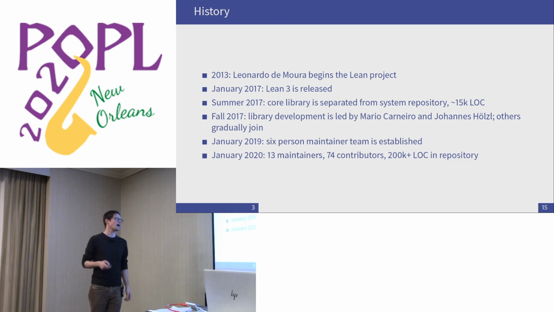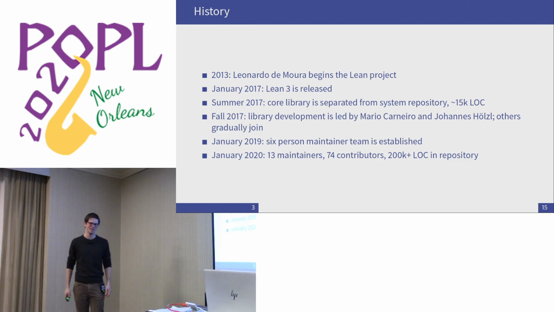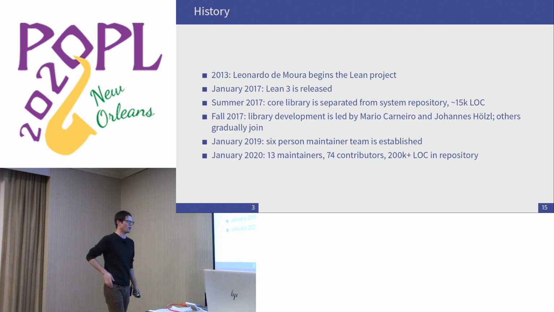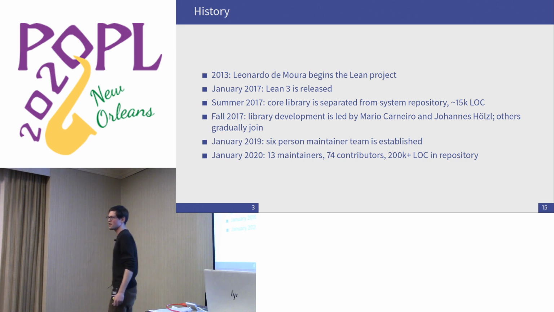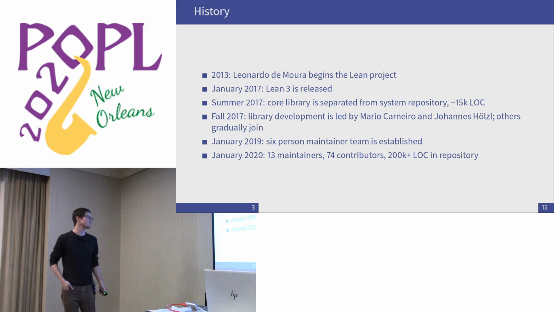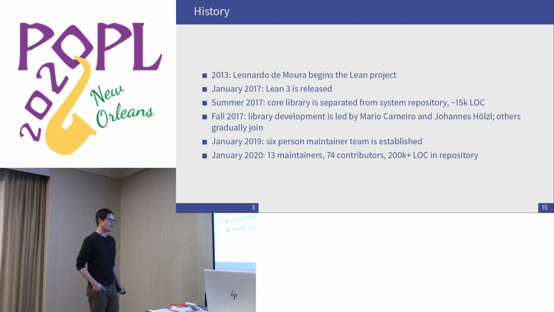Originally, development on Mathlib was led by Mario Carneiro and Johannes Hölzl, and others sort of trickled in over the missing year here, over 2018. The crowd of people contributing to this library grew. At some point, it became clear that Johannes and Mario couldn't maintain the project on their own. So about a year ago, we put in a maintainer team of 6 people. And as of a few weeks ago, this has grown to 13 maintainers.